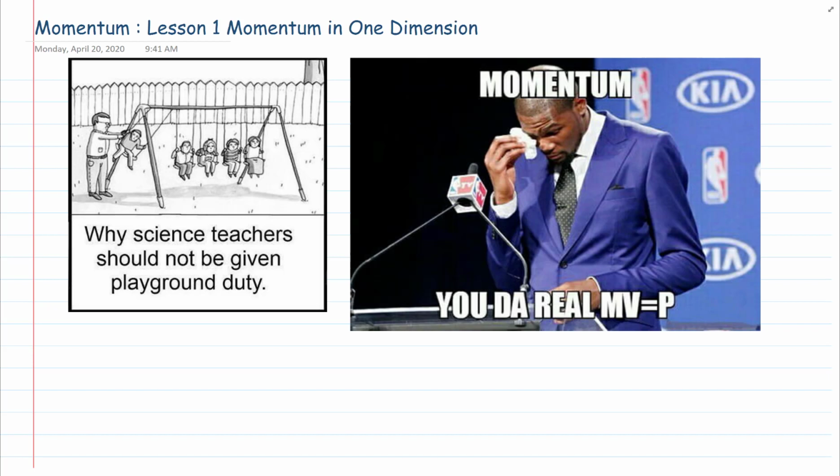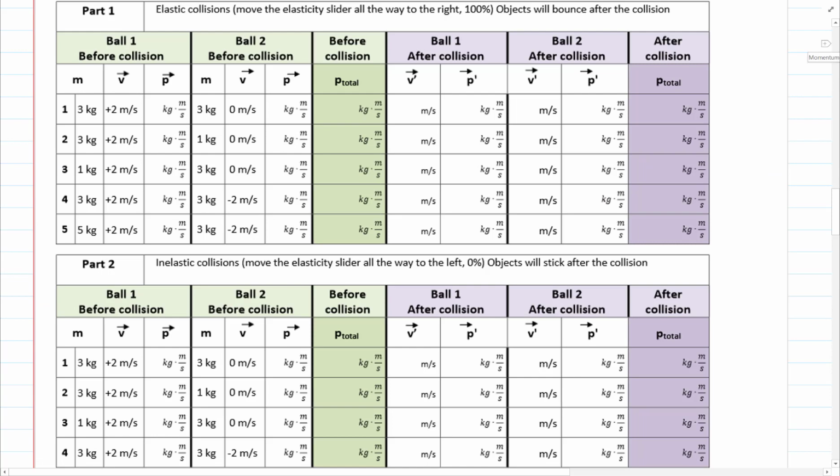Welcome back, physics fans. We're moving on with part 2 of lesson 1. Let's call it lesson 2. And we were talking about momentum in one dimension. Momentum, P equals mv. Sorry, here we go. Let's do a lab together.